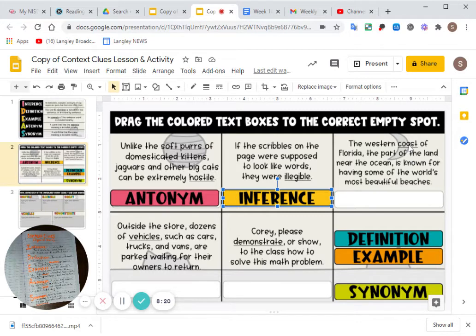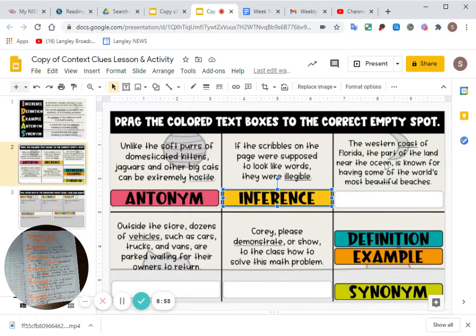Okay, the third one. The western coast of Florida, the part of the land near the ocean, is known for having some of the world's most beautiful beaches. So our unknown word here is coast. All right, so we have to try to figure out the meaning of the word coast. But do you notice how in this sentence it says the western coast of Florida, comma, the part of the land near the ocean, comma, is known for having some of the world's most beautiful beaches.